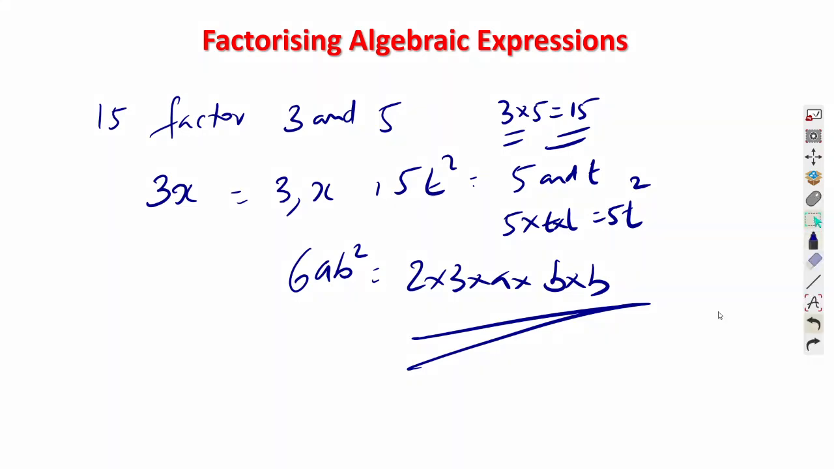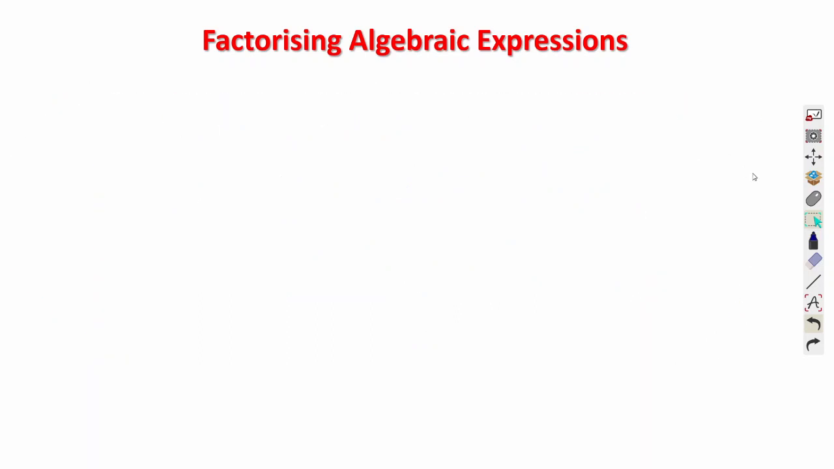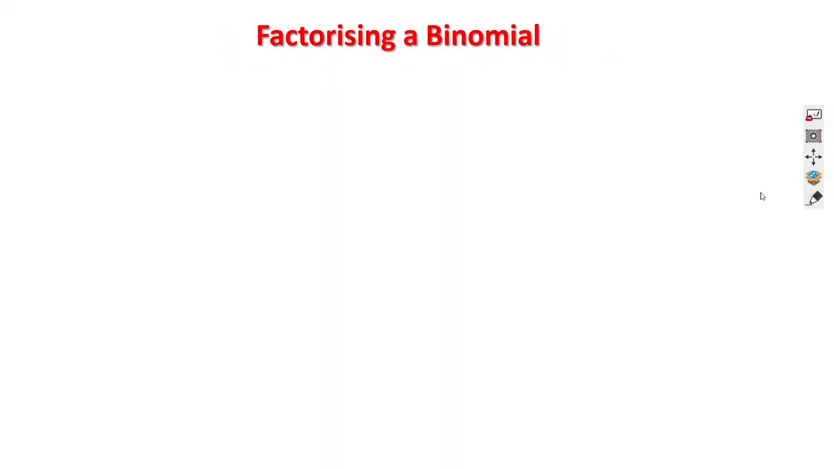Sometimes there will be binomials which need this kind of factorization. Let me take an example: factorizing a binomial. For example, this is taken from your textbook: 4xy plus 8xy square. This is a binomial. There are two terms: monomial, binomial, trinomial.